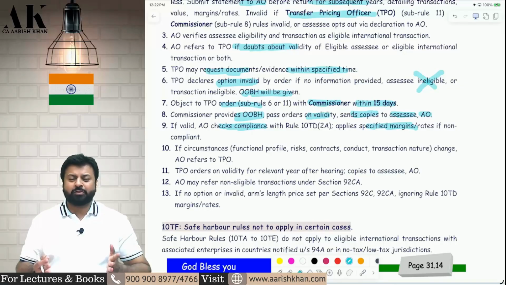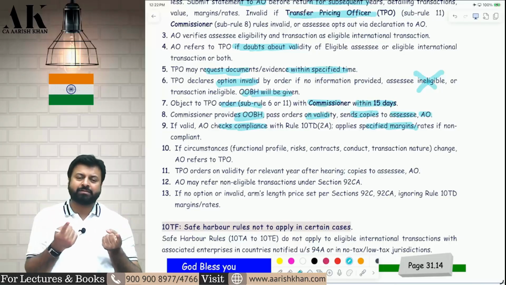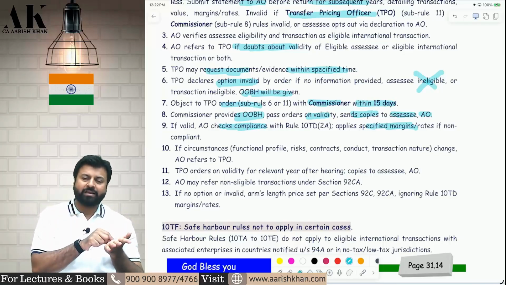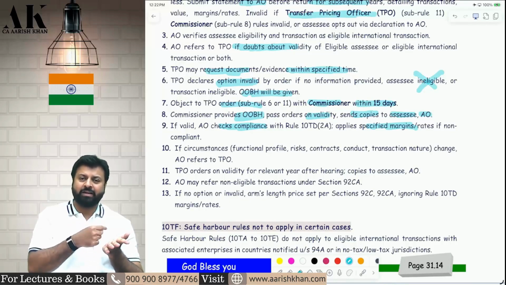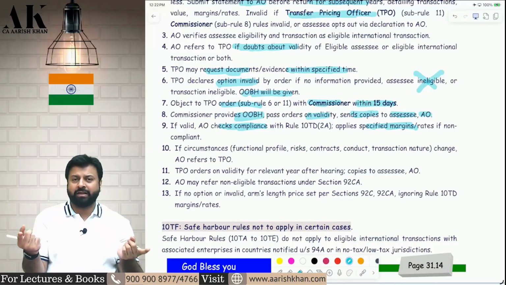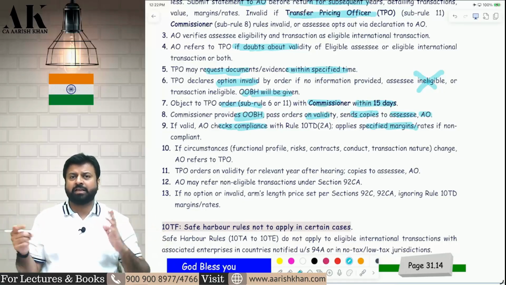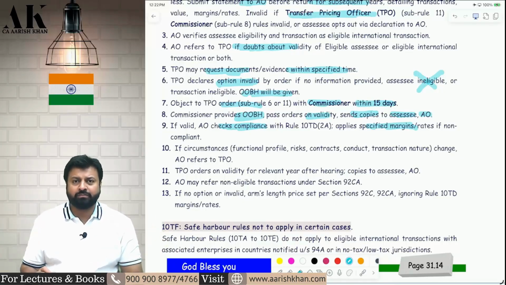So this is what this small procedure is all about. You fill the form, give Form 3CEFA till the due date for 1 year or multiple years, for 3 years maximum. The AO will check. The AO may declare valid or invalid. The AO may also refer to the TPO. The TPO may check valid or invalid. If the TPO declares invalid, then to whom should you go? You should go to the commissioner. The commissioner will check valid or invalid. If the commissioner says valid, great, go for safe harbor. If the commissioner says not valid, then you should follow the transfer pricing as per normal provisions. I hope it is clear to all of you.